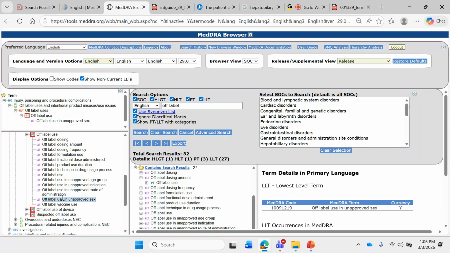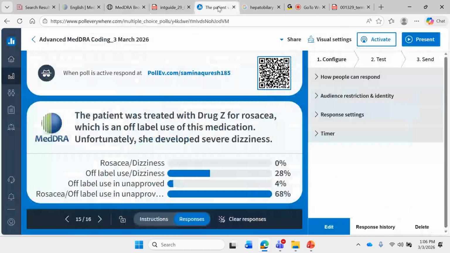So there are different scenarios and different aspects of the label where it can be used off-label. In our scenario, it was for indication, because typically drug Z is used for something else, but the doctor used it for rosacea. The patient was treated with it for rosacea, which is an off-label use of this medication. So it's a different indication. That's why we can say unapproved indication.